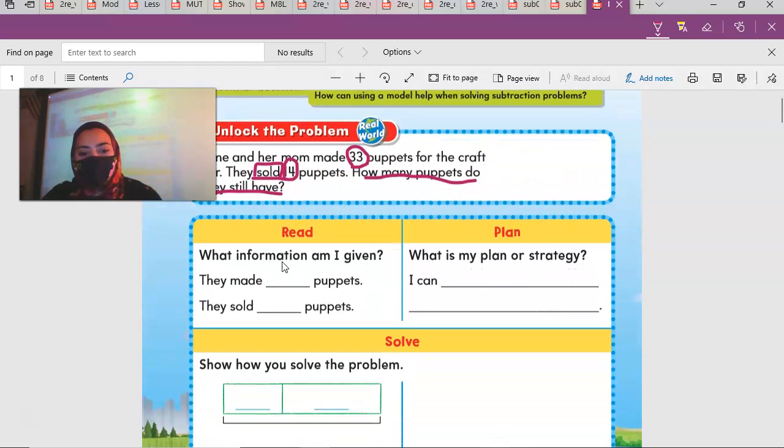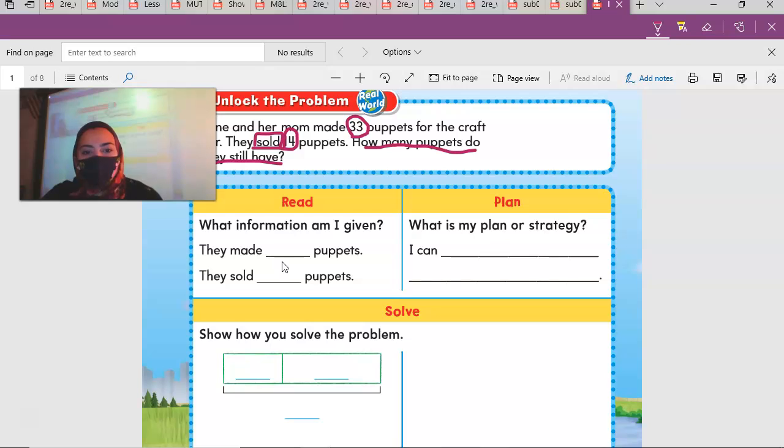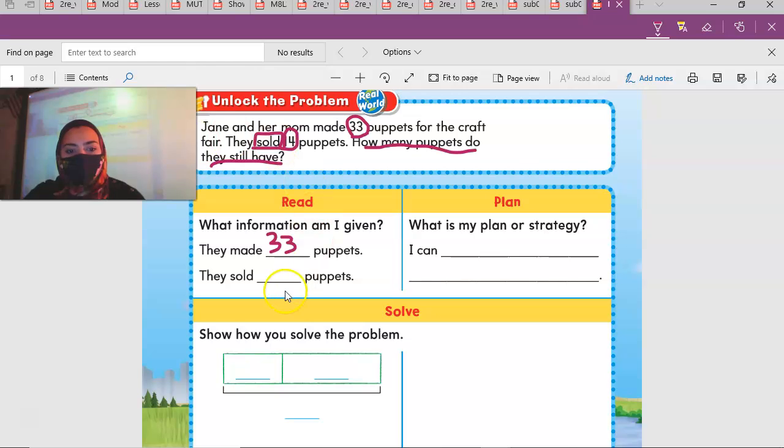Okay, what information am I given? They made how many puppets? 33. Here, I'm just writing what I know. This is going to be easy for us because we do it on our morning work every morning. We're just breaking apart the information that was given. How many did they sell? 14. What is my plan or strategy?